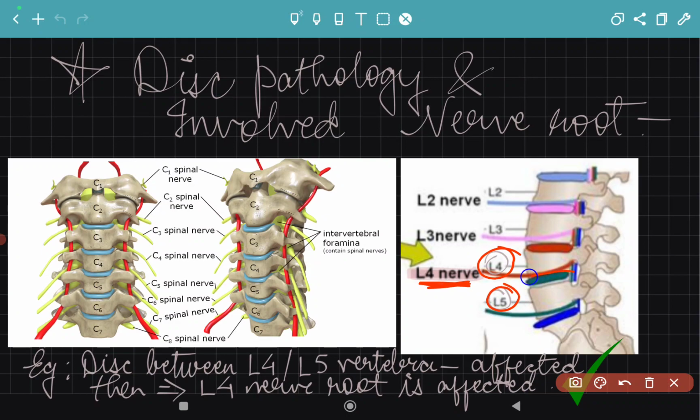So the disc between L4 and L5 is creating a problem on these spinal nerves which are coming out from here, which is the L4 nerve specifically. So if the disc between the L4 and L5 vertebra is affected, it will in turn cause a problem with the L4 nerve root. So we should know where the disc pathology is, so that the particular nerve root may get affected.